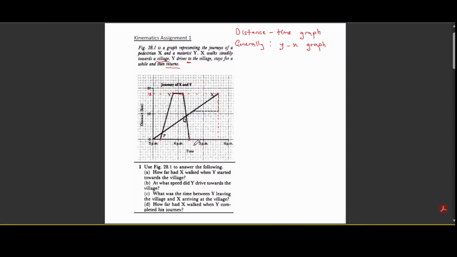Do you have any questions on that? Okay. So I understand the general story of what is happening here. Then we go to the questions. Question number 1 says use fig 28.1 to answer the following. A. How far had x walked when y started towards the village?